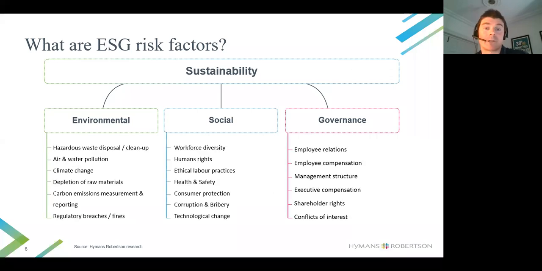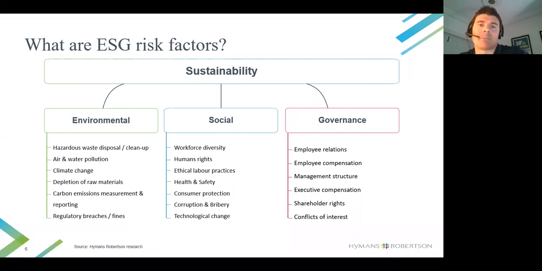So what we've put here on the slide is an example taxonomy of the sorts of things that fall under the three E, S, and G headings. Some of these will be very recognizable to many of you. For example, under the environmental heading, we have climate change, which is clearly a very topical one. And under the social heading, we have things like ethical labor practices and technological change.